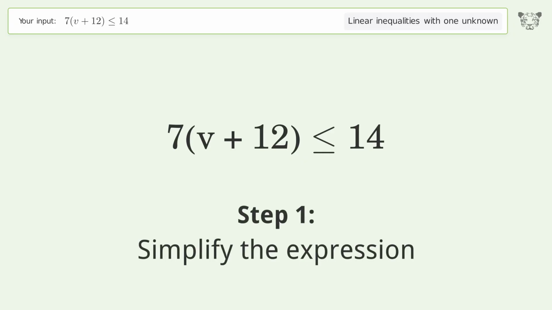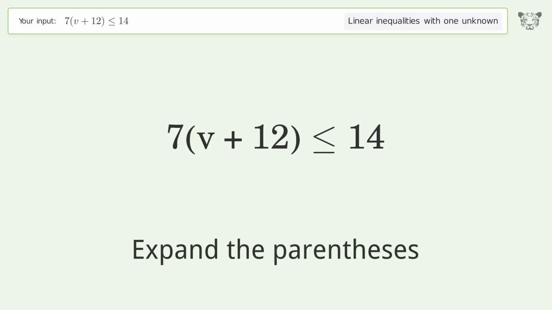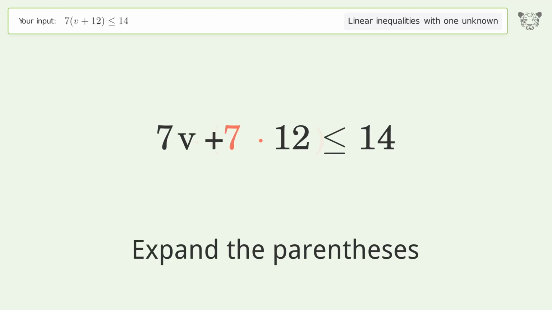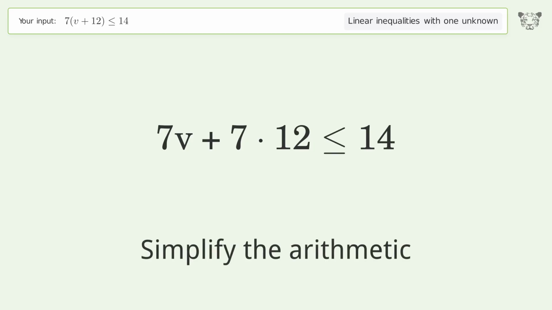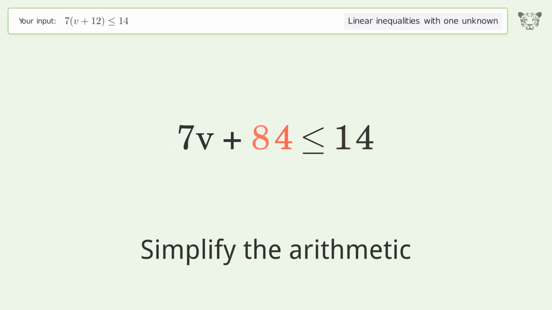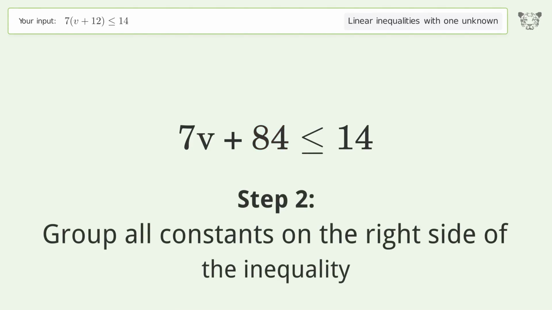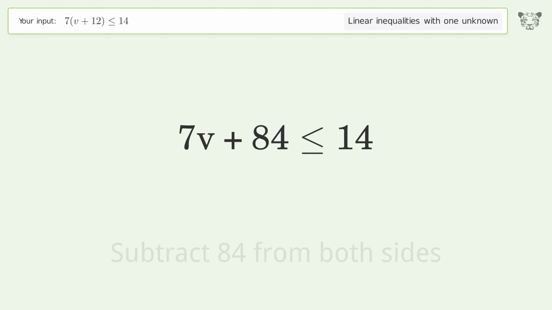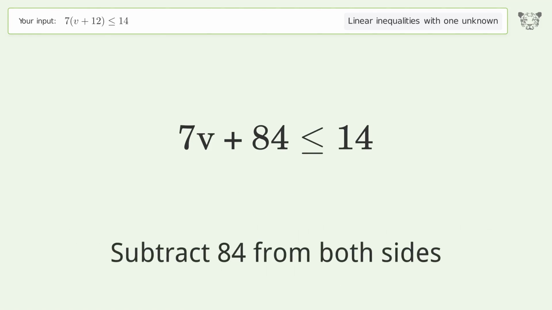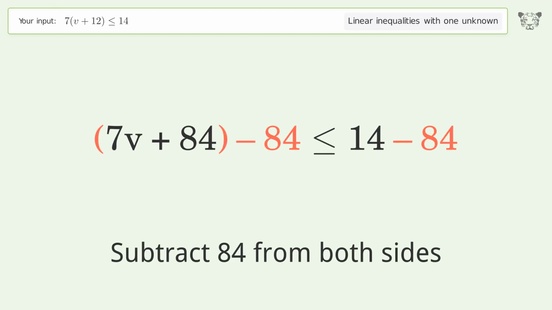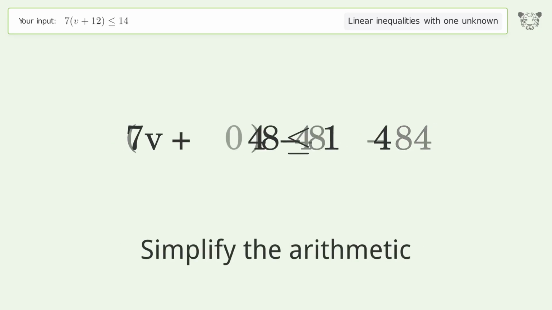Simplify the expression. Expand the parentheses. Simplify the arithmetic. Group all constants on the right side of the inequality. Subtract 84 from both sides. Simplify the arithmetic.